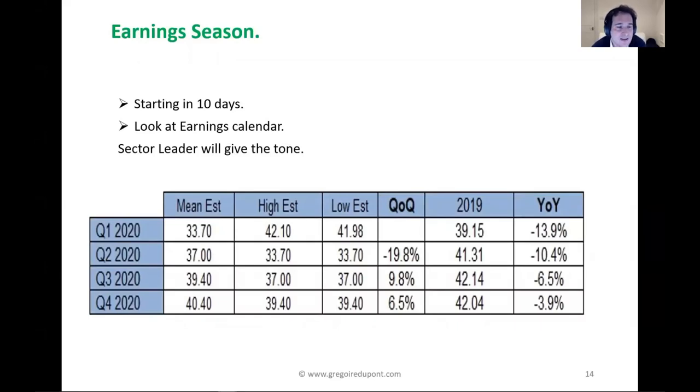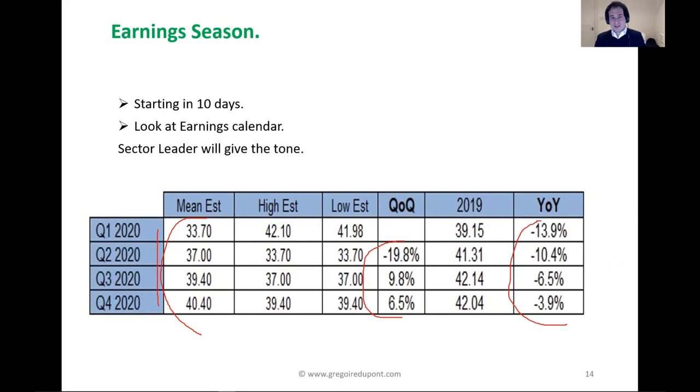So the earnings season is starting in 10 days. And I just wanted to quickly give you some kind of a picture. This picture is always changing because the analysts have to change their expectations. But here you get the numbers. I use the Refinitiv numbers, Reuters, through MetaStock. So here you get Q1, Q2, Q3, Q4, and you get the mean here. And that will give you the change quarter on quarter and the year on year.